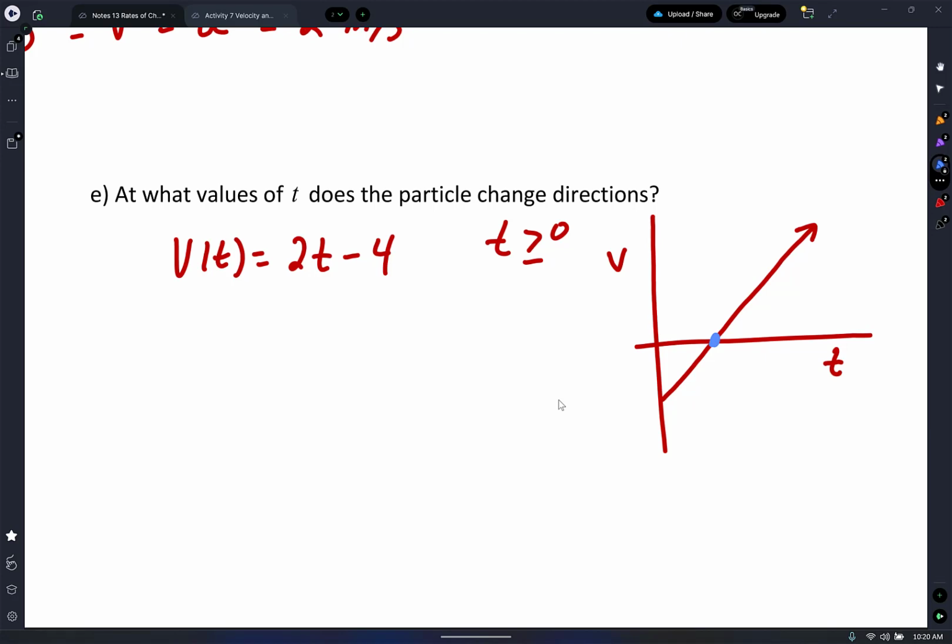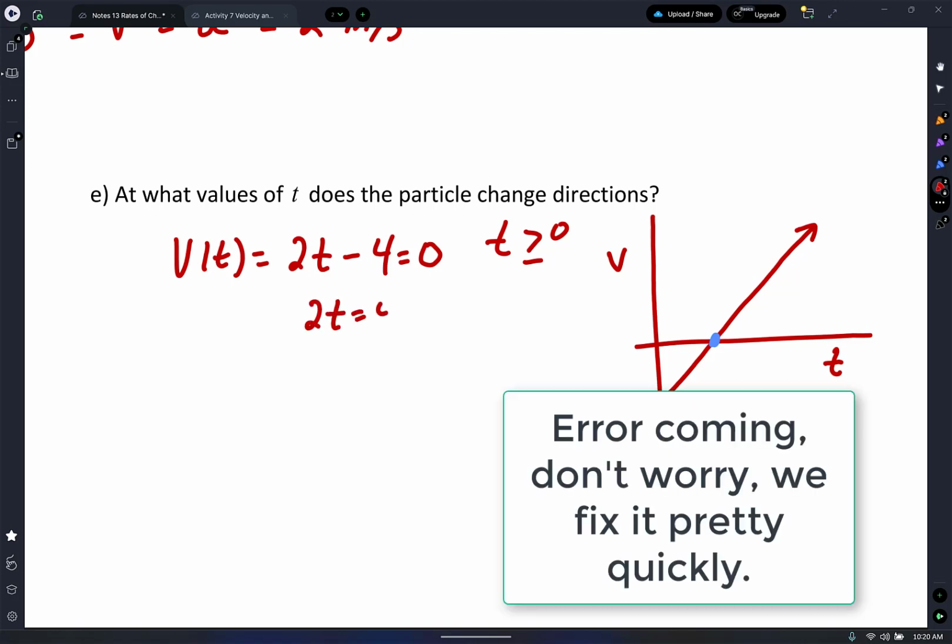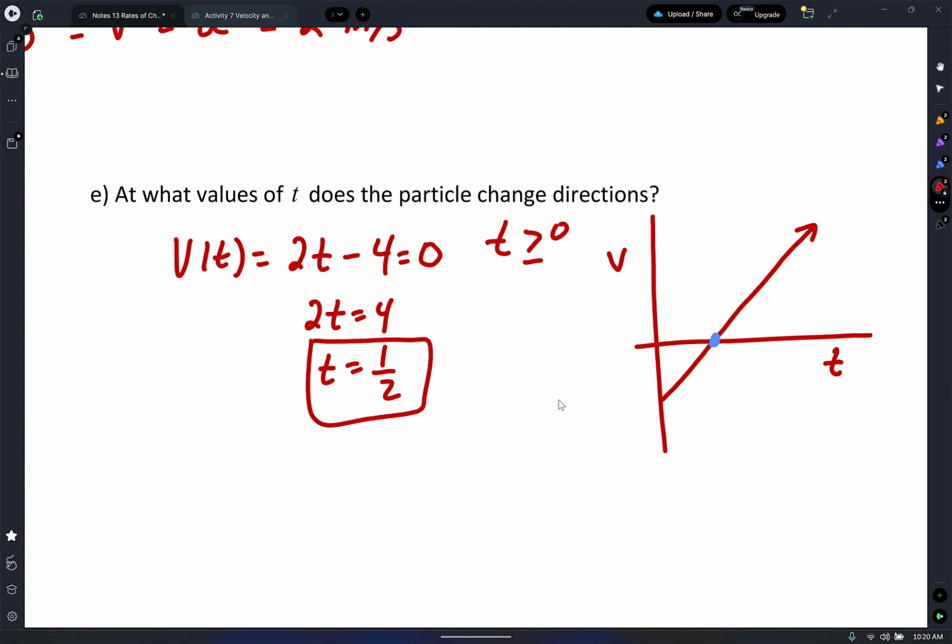Yes, you're right. The t looks like an x, so you're right. When I cross the t-axis, I set this equal to 0 and just solve it, right? 2t equals 4, t equals half. I know that a lot of you can do this without showing the work, so maybe I'm tempted to give you guys the credit. It changes direction at half because velocity changes signs at half. Does that make sense? Between t equals 0 and t equals half, velocity is negative.